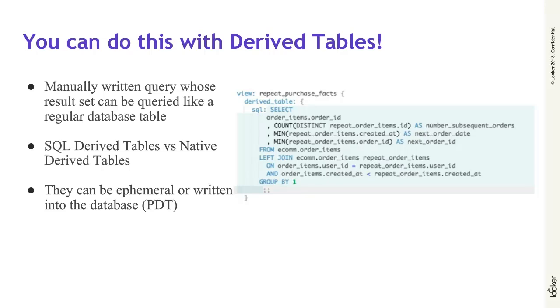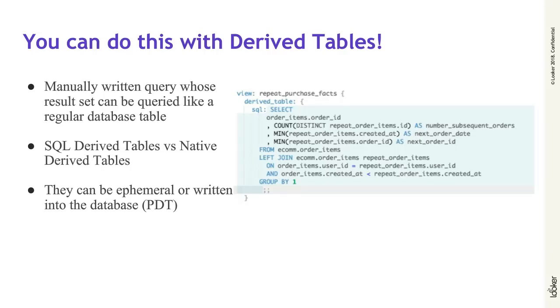A native derived table essentially leverages the logic in the LookML layer that you've already built out, and the specific part of the LookML that we're reading from for native derived tables is your explore definitions. So we're taking that logic and asking Looker to help us produce the SQL for our derived table.